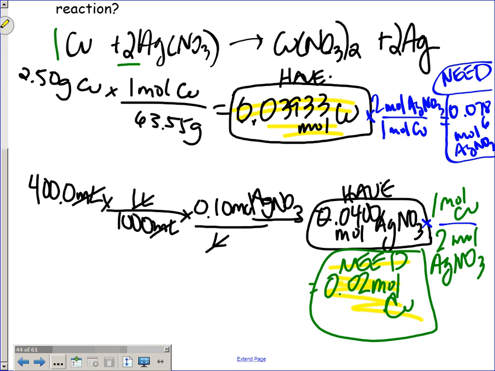Okay, what can you guys tell me logically about this then? So why am I going to have excess? Right, you got a bunch extra. You only need 0.02, you got 0.039. We're good. We're going to have excess of that.